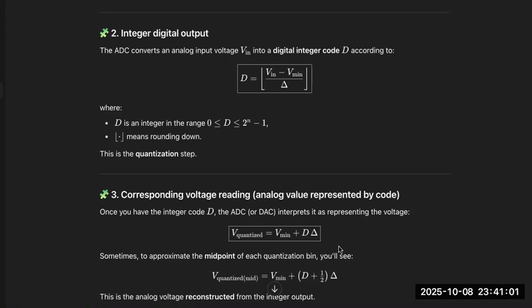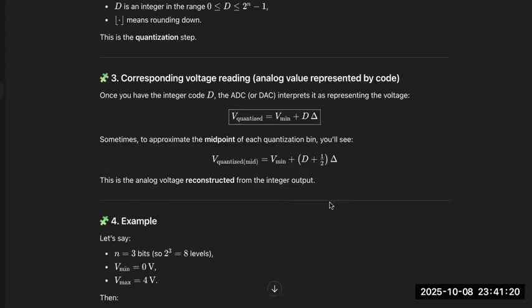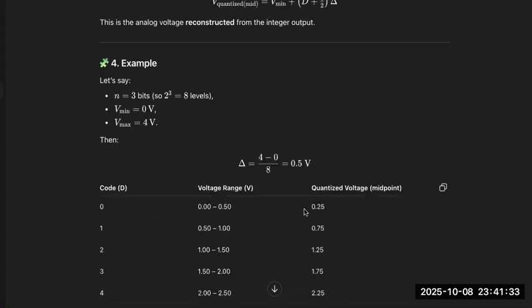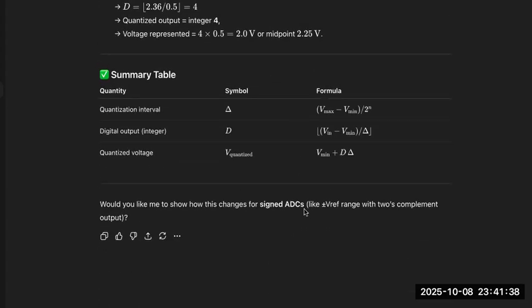And this is the quantization step. So the corresponding voltage reading is the analog value represented by the code. Once you have the integer code D, the ADC or DAC interprets it as representing the voltage V quantized equals V minimum plus D times the quantization interval. Sometimes, to approximate the midpoint of each quantization bin, you'll see V quantized mid equals V min plus D plus 1/2 times the quantization interval. This is the analog voltage reconstructed from the integer output. So here are some examples, and let's see graphically what it means.